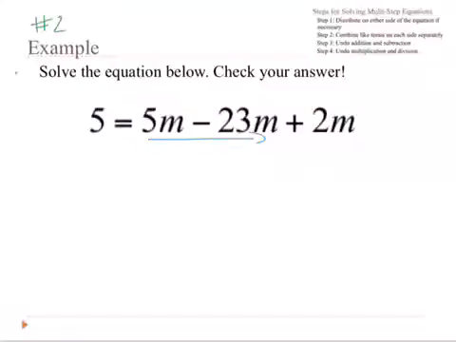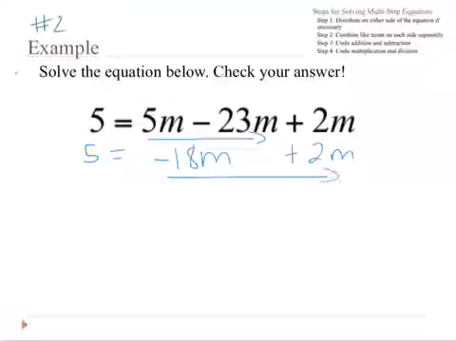So we have 5m minus 23m is negative 18m. And we bring everything else straight down so we don't get confused. Then I combine negative 18m plus 2m. I get a negative 16m. Now my next step is to undo addition, subtraction. Well, there's no addition or subtraction to undo, so I move on to step 4.